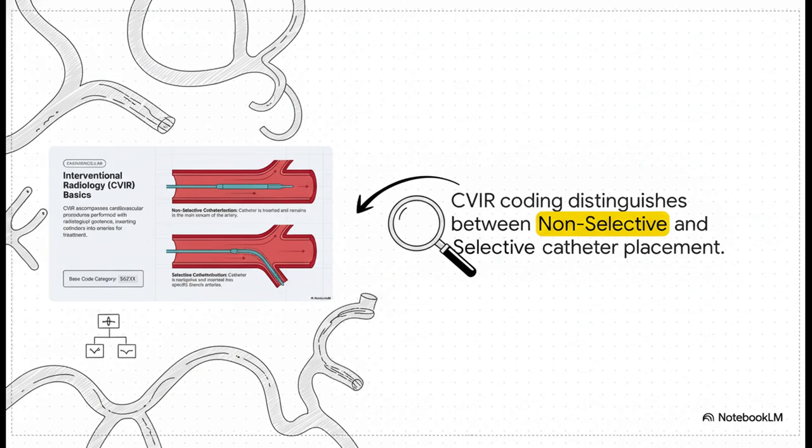This is all about using catheters for diagnosis and treatment. The most fundamental difference here, as you can see, is between non-selective and selective placement. In other words, is the catheter just sitting in the main artery, or did the radiologist have to skillfully navigate it way down into a smaller specific branch?